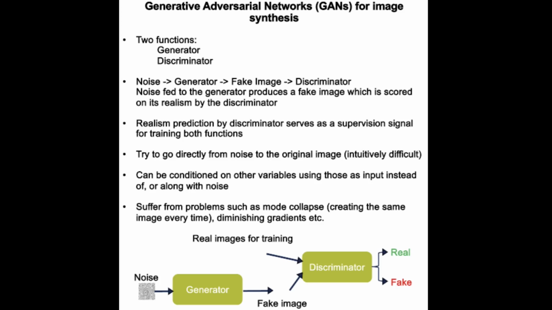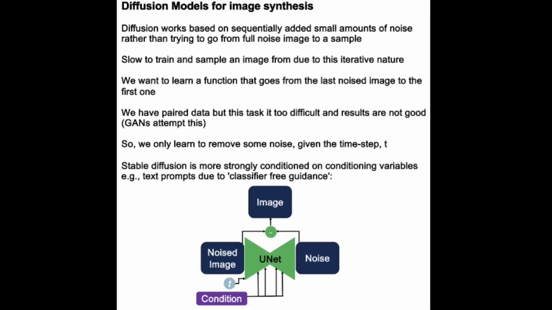So in GANs, we try to directly go from noise to the original image or to a sample, which is intuitively a very difficult task to do in just one step. So GANs have a tendency to suffer from problems such as mode collapse, for example, creating the same image every time, or diminishing gradients, which are difficulties during training. So that was an overview of GANs, and now for diffusion models, they work based on sequentially added small amounts of noise rather than trying to go directly from a noise sample to an image sample, which is intuitively an easier task compared to GANs.